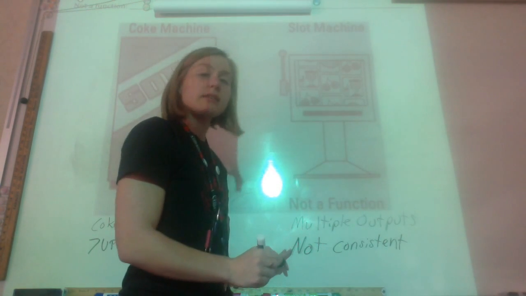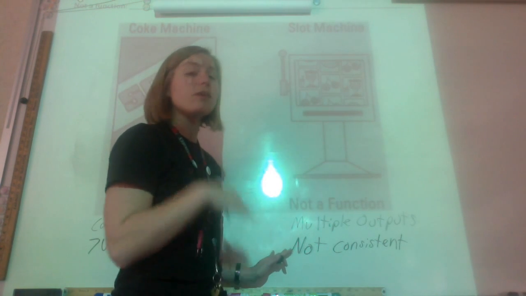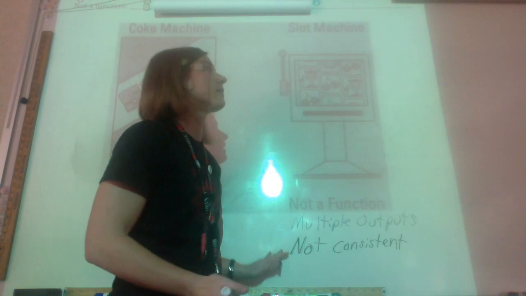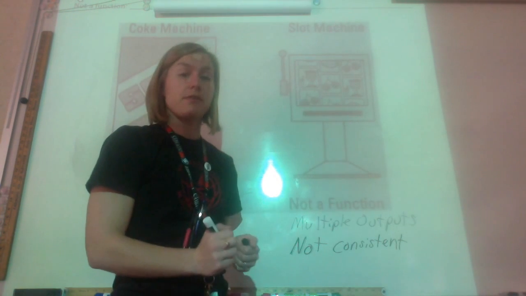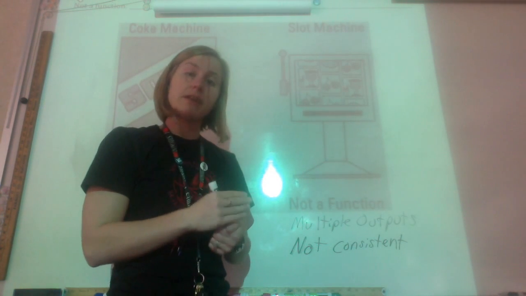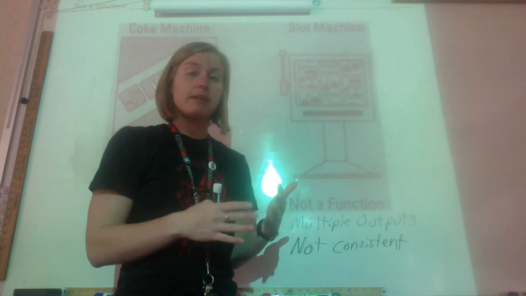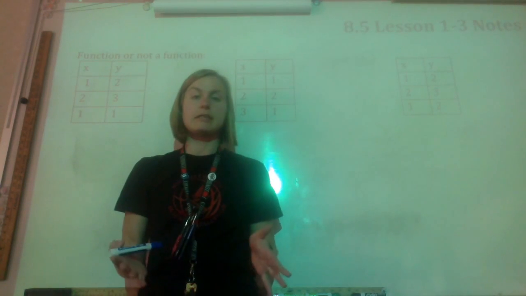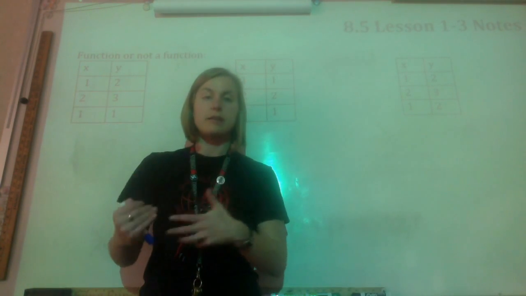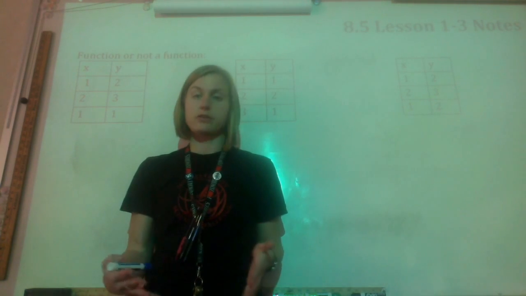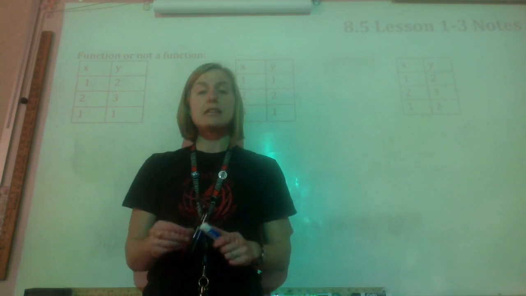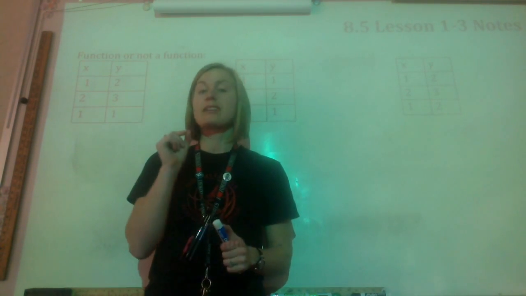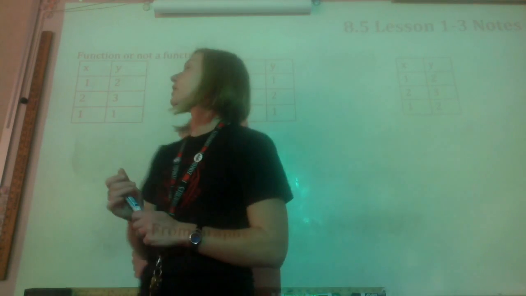So because it's not consistent, that outcome is always changing and we never know what's going to happen, this is not considered a function. Let's take a look at how to identify functions when we're given data. So here we have 3 different t-tables, and we're going to analyze based on the inputs and the outputs whether they are functions or not. So remember, each input should have its own consistent output. So let's take a look.